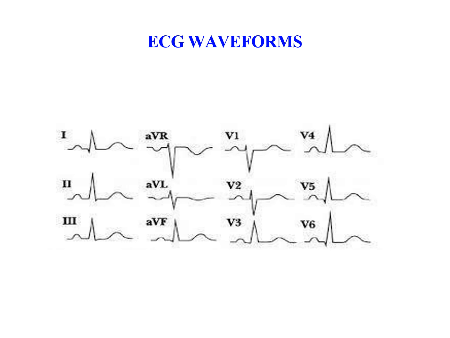This is the diagram of the ECG waveforms. The first ones are leads 1, 2, 3, then AVR, augmented vector right, augmented vector left, and augmented vector foot, and the chest leads V1, V2, V3, V4, V5, V6. The waveforms are shown in the figure.